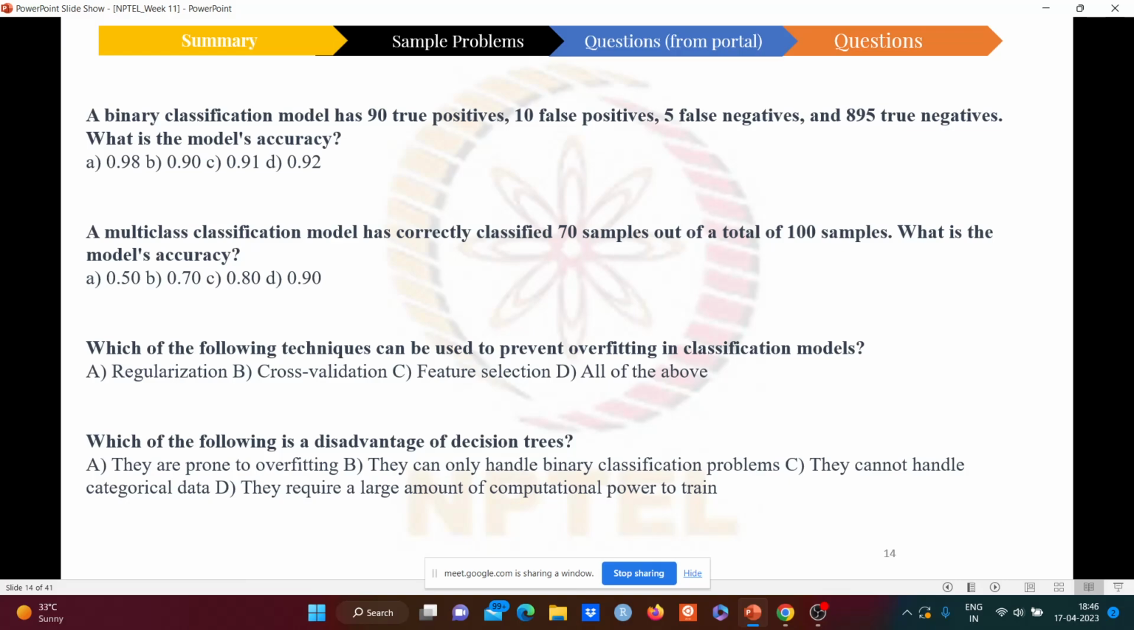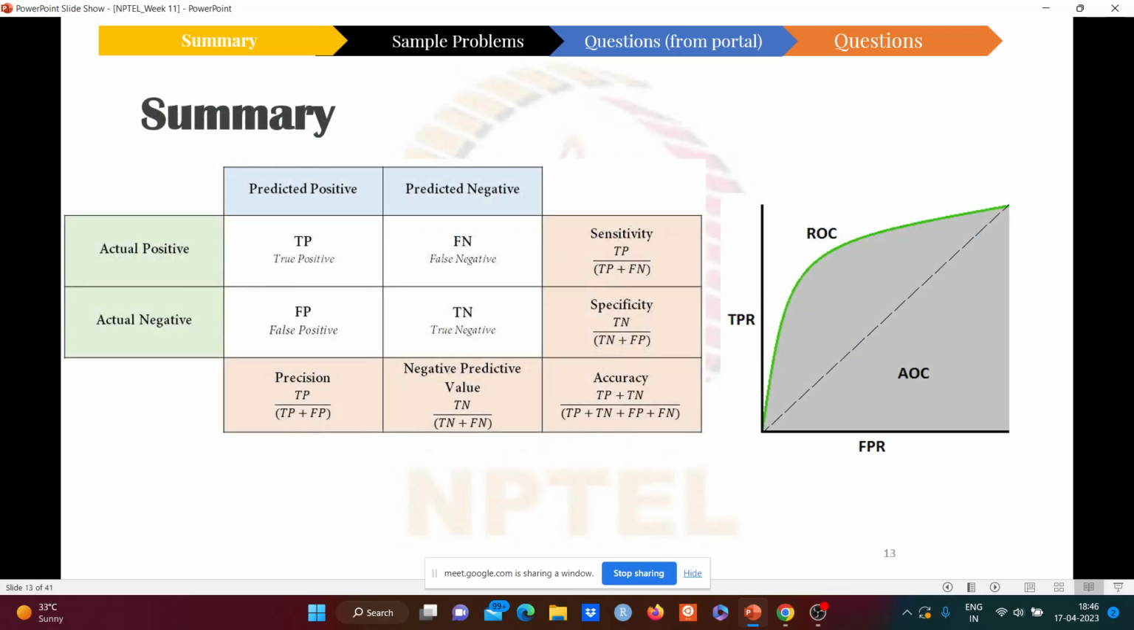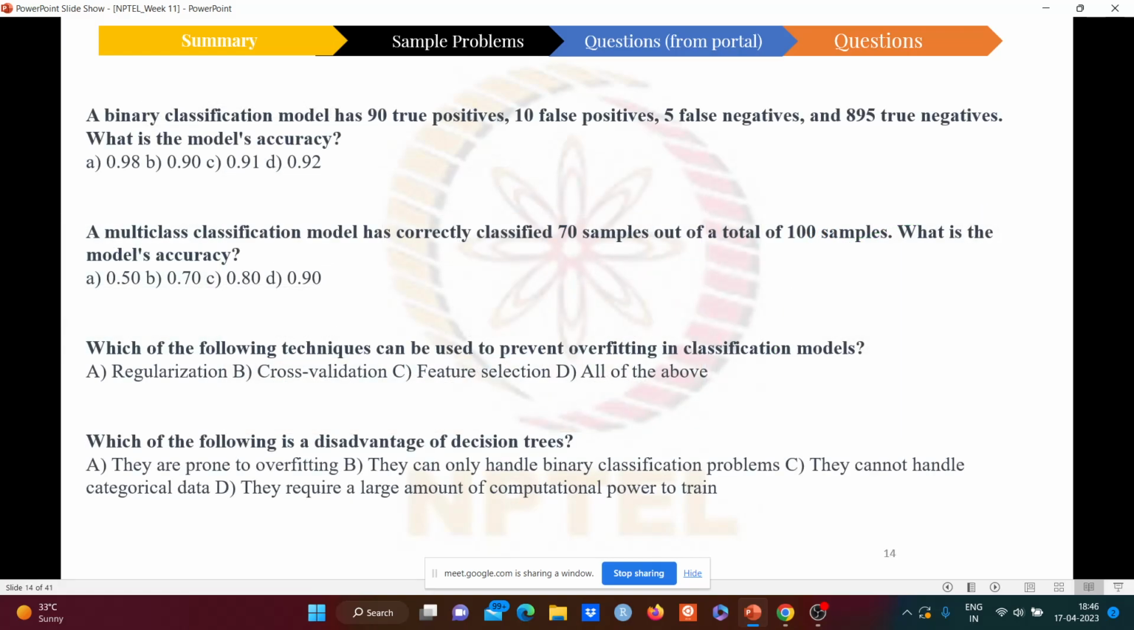I know this is a numerical problem, I'll wait for some time. And also, you guys can take note of this image, take a screenshot or a photo of this image, which helps you in solving. So here accuracy is given by sum of true positives and true negatives divided by sum of true positive, true negative, false positive and false negative. This is the first one we are solving.